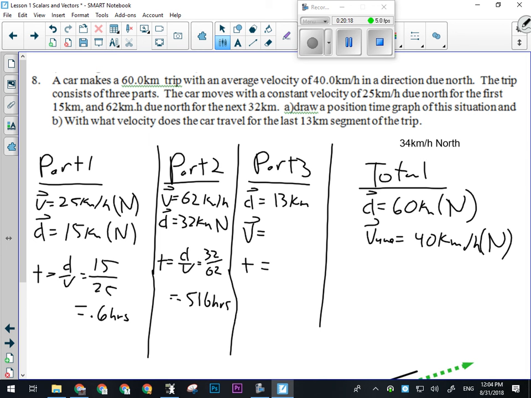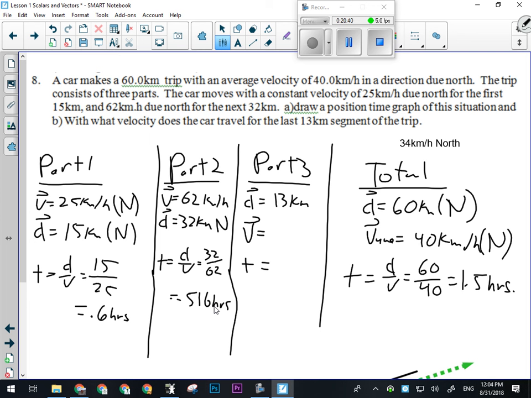All right, so I know two out of the three. Can I also find out how long the whole trip takes? Okay, so I'm going to go over here and do again the same calculation, T equals D over V, but now use the information for the whole trip. 60 over 40 is 1.5 hours. Okay, so the whole trip's 1.5 hours, and I have two out of the three parts.